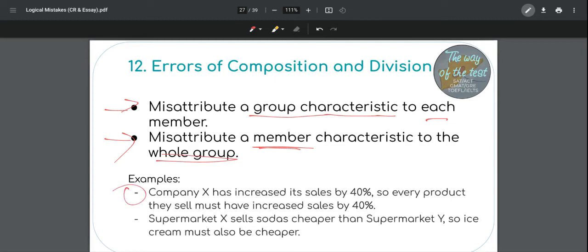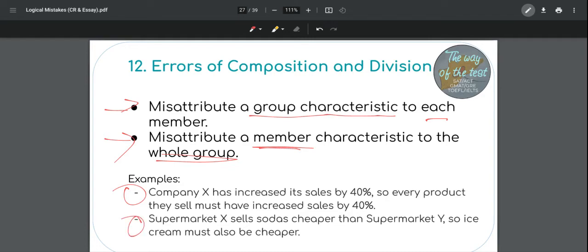So we have the first example. Company X has increased its sales by 40%, so every product must have increased sales by 40%, which is not necessarily so, right? Maybe on average the whole increase is 40%, but it doesn't mean that every single product has increased sales by 40%. Again, in the economic sector, for example, you can say that people have increased their income by 20%, but that doesn't mean that every single individual has increased their income by 20%.